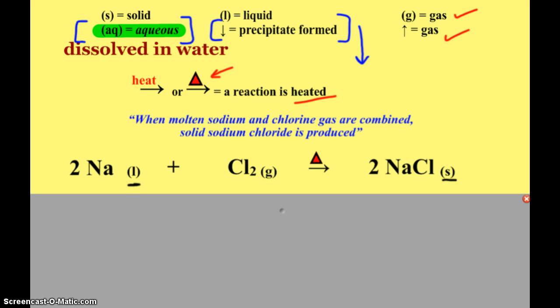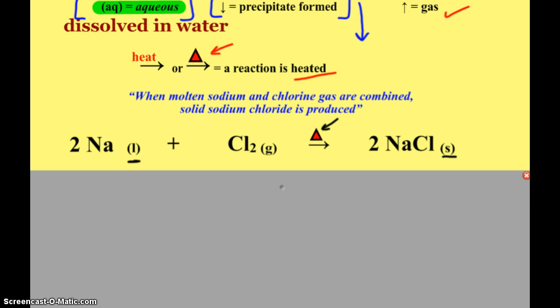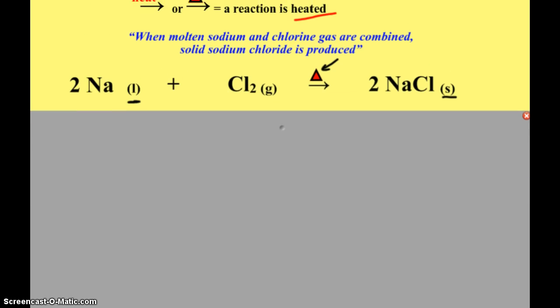If you remember from our examples, we had to heat up the sodium to get it molten, which is why I put a triangle there to symbolize that this was heated. It didn't specifically say it in that sentence, but we've seen that reaction so many times, we know that it was heated up.